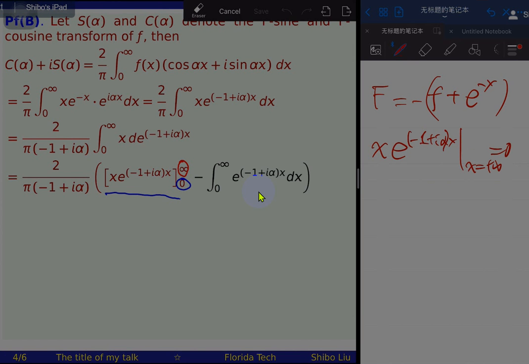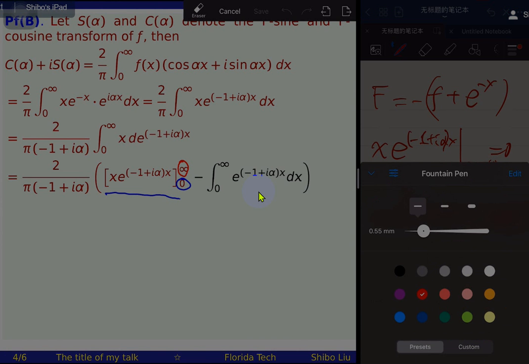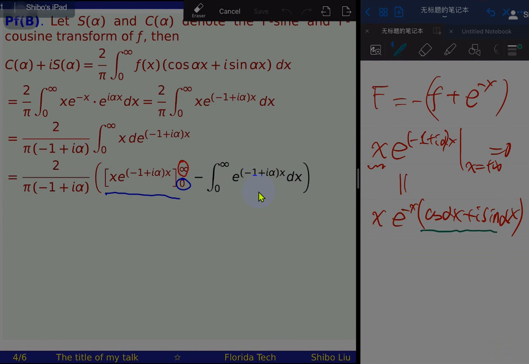Why is this 0? You might wonder, because x is unbounded, but the exponential is very small. Let's write this in a more familiar way: e to the minus x times cosine alpha x plus i sine alpha x. Then you see that cosine alpha x plus i sine alpha x is bounded. The absolute value is not greater than 2. But x goes to positive infinity.